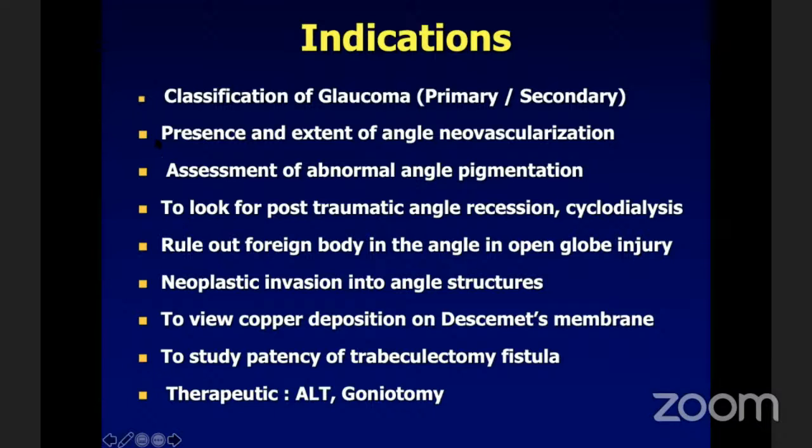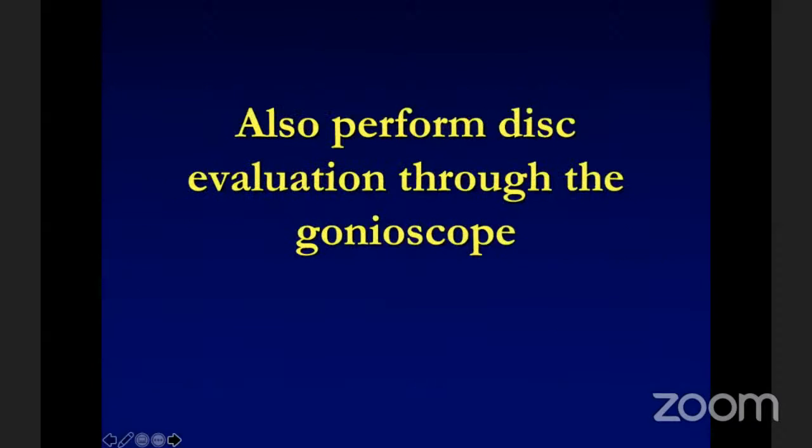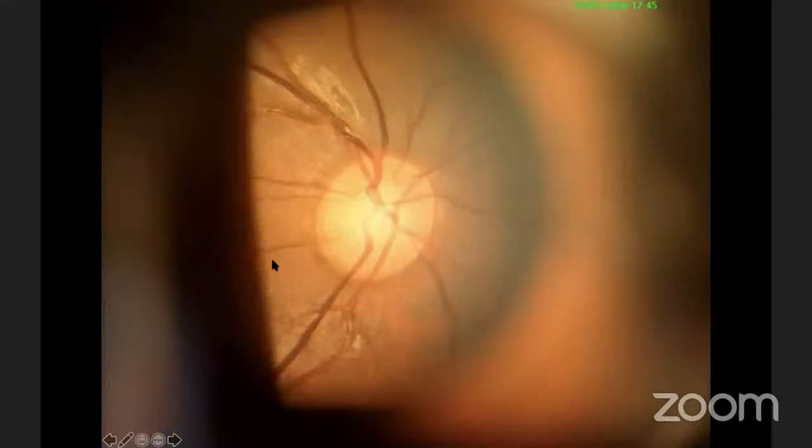Now, what are the indications of gonioscopy? The primary purpose is to differentiate the type of glaucoma, open or closed, primary or secondary, to identify new vessels in the iris, pigmentation of the angle, to look out for post-traumatic changes such as recession, rule out foreign bodies, and a number of diagnostic and therapeutic interventions, because now we are having minimally invasive glaucoma surgery for which gonioscopy is required. And when you are performing gonioscopy, you can just do a posterior defocus and you can also get a very nice stereoscopic view of the optic nerve head through the gonioscope.